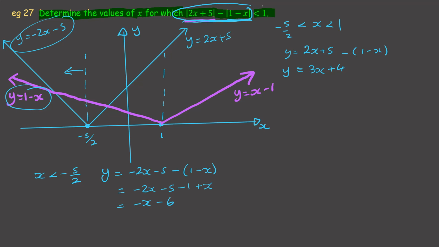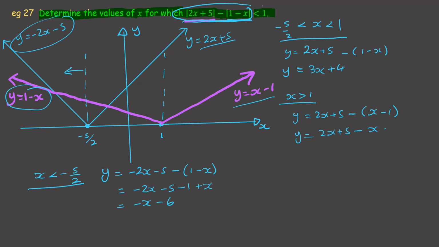And then let's just make it clear what we're doing here. We've got the x is greater than 1 region. And that means we've got this one and this one. So y would be 2x + 5 - (x - 1), so y is going to be 2x + 5 - x + 1. Y is equal to x + 6. Now we're after intersects with y equals 1.